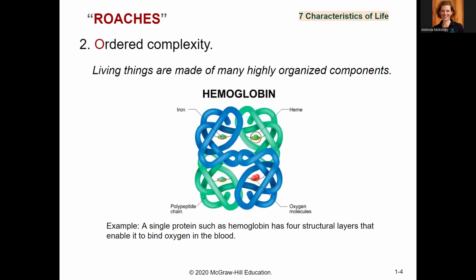Ordered complexity. So every living thing is made of many highly organized components. And one very complex molecule found in the body is hemoglobin. This is a protein. Proteins are often quite complex, and it's made up of many different subunits that are specialized to carry oxygen. So in each of these compartments, there's an iron atom, and that atom is going to bind to oxygen and carry it through the blood. Quite complex.